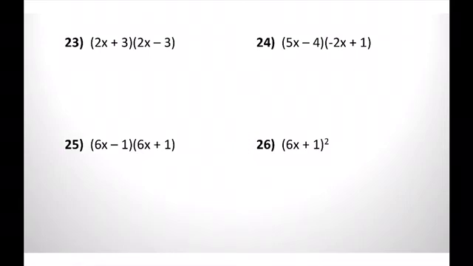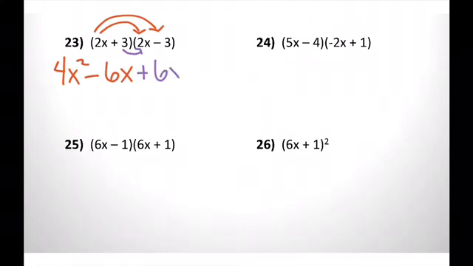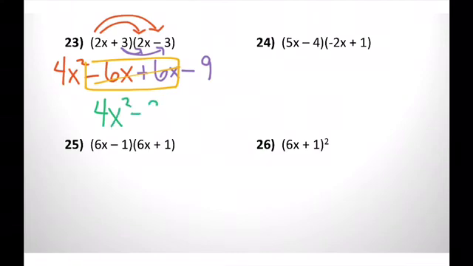Okay, number 23. 2x times 2x, 4x to the second power. 2x times negative 3, minus 6x. 3 times 2x, plus 6x. 3 times negative 3, negative 9. Okay, look for your like terms. You see them? Negative 6x plus 6x. Well, if I have negative 6 and I add 6, then I'm at 0. So what I have left is 4x squared minus 9.